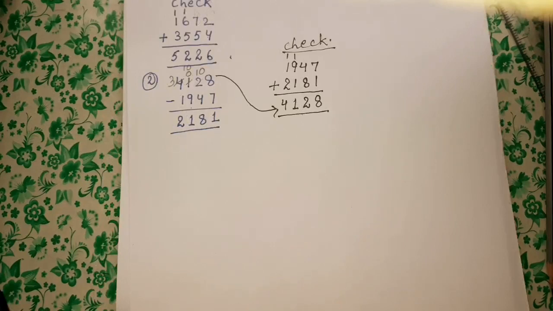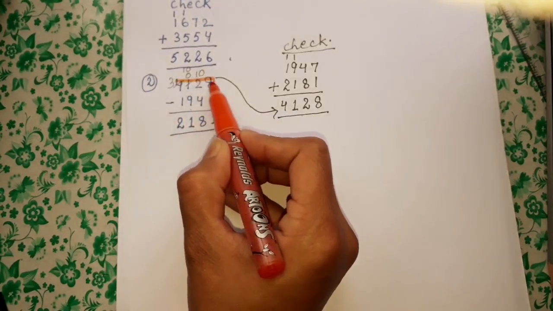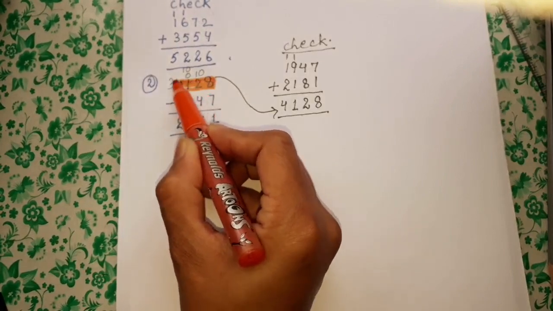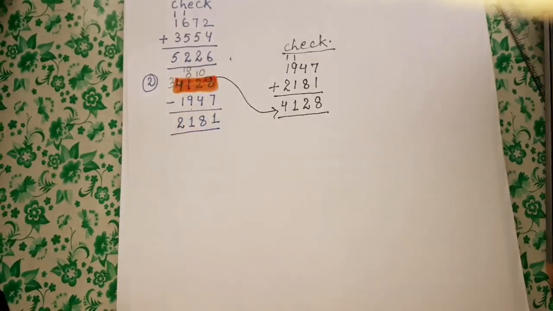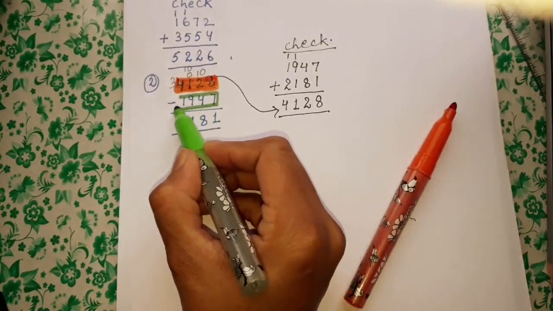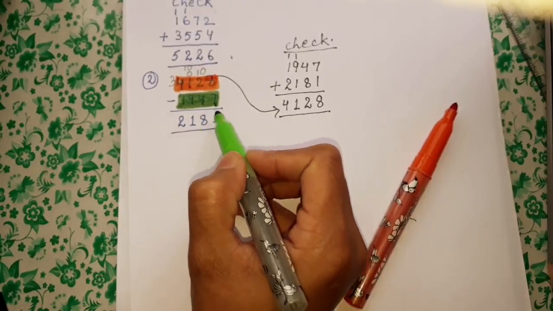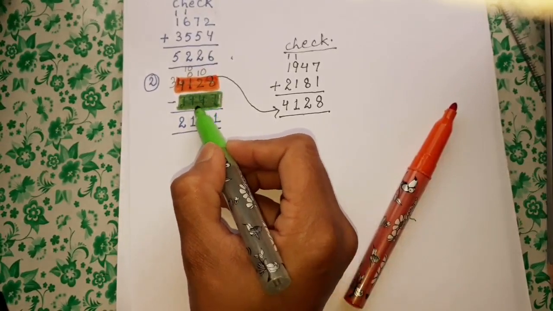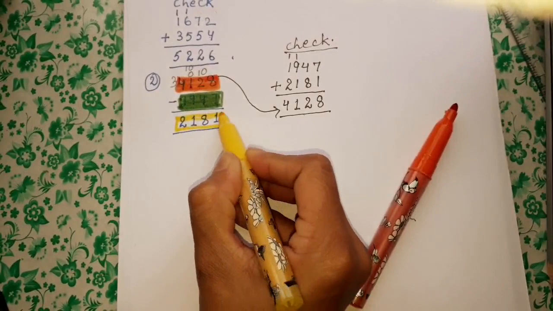We can arrange it with the help of colors also. For example, our minuend is in the color of orange, and our subtrahend is in green color. It is in green color. I think the number is visible to you all. And last one is our difference. Here we take yellow color.